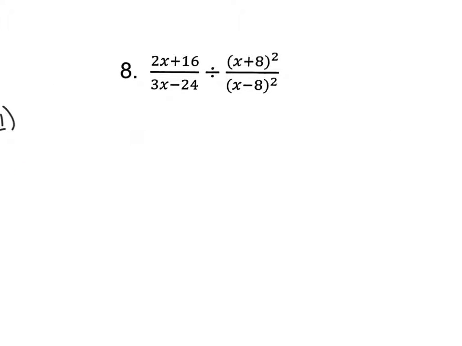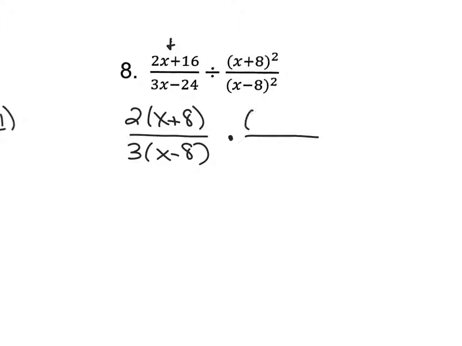Number 8. Over and over, same stuff. On the numerator here, factor out the GCF, which is a 2. In my denominator, factor out the GCF, which is 3. Here I'm going to change it to multiplication. I'm going to write the x minus 8 twice, which is now my numerator because I flipped it, or the reciprocal. My denominator, x plus 8, x plus 8.